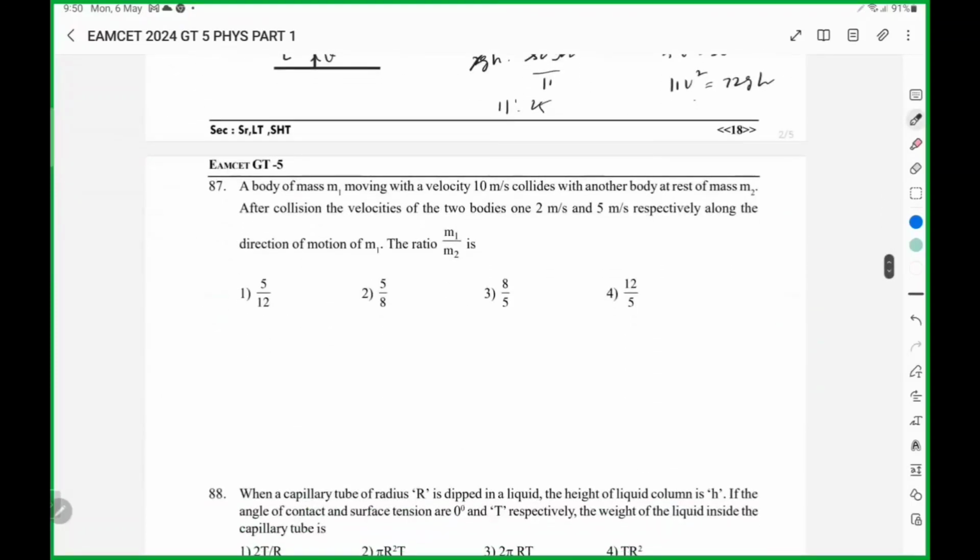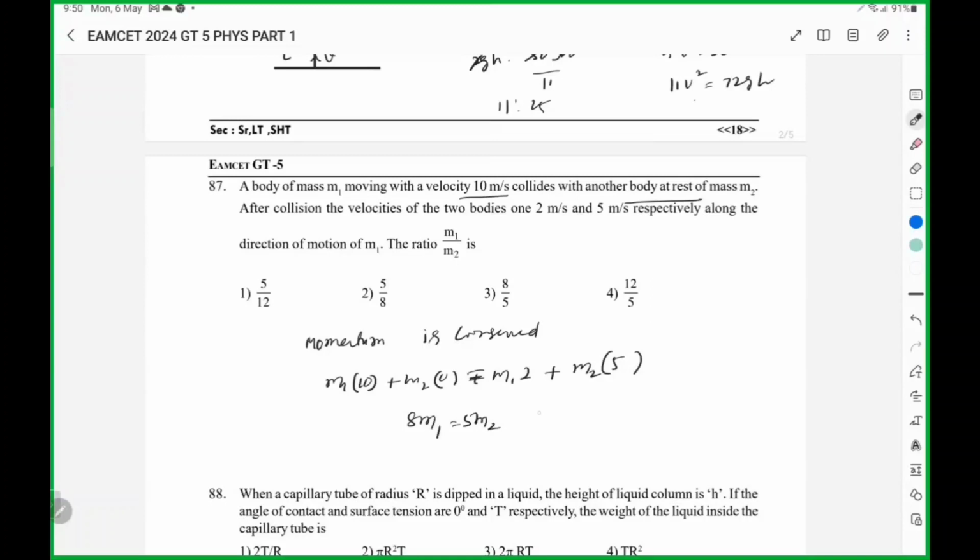A body of mass with a velocity collides with another body. Nothing is given, so by default it is an elastic collision. Whatever the type of collision, momentum is conserved. M1 moves with a velocity 10, M2 is at rest. After collision, M1 moves with 2 and M2 moves with 5 meters per second. So 8 M1 is equal to 5 M2, M1 by M2 is 5 by 8.